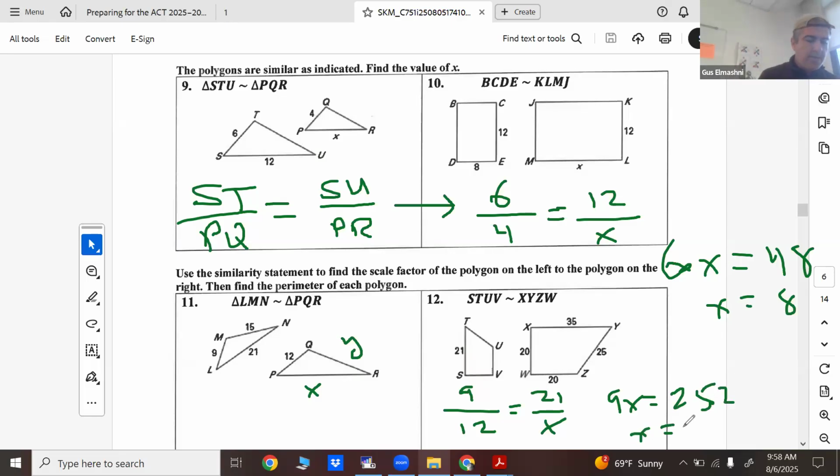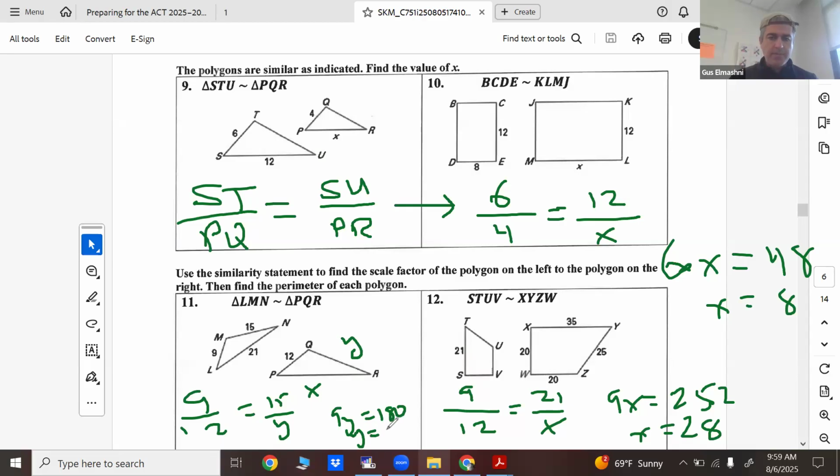Divided by 9, you should get 28 for X. And then also say 9 over 12. I should reduce 9 over 12 to make my life easier. 15 over Y? Yeah. So 9Y equals 180. Y is 20. Yep. So I hope those all make sense.